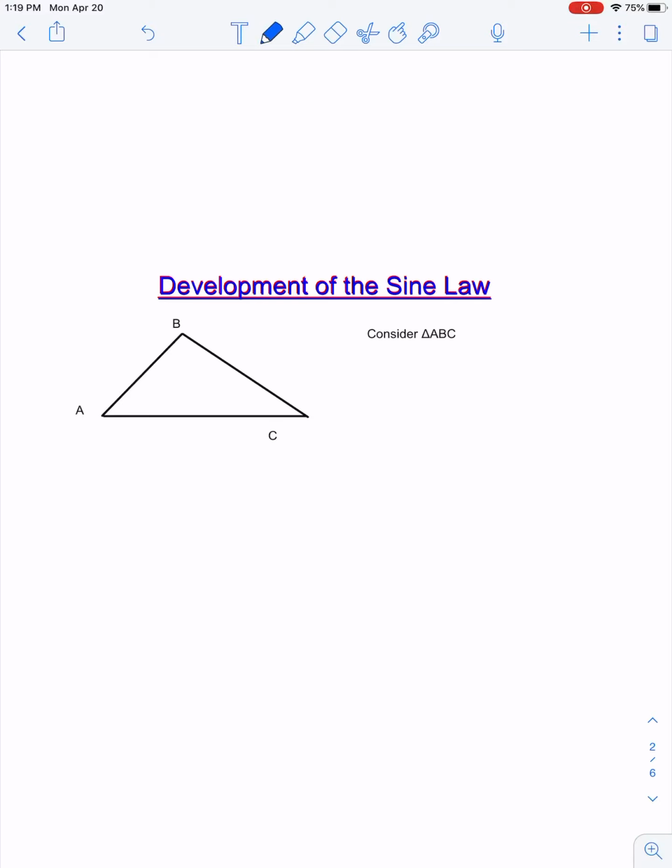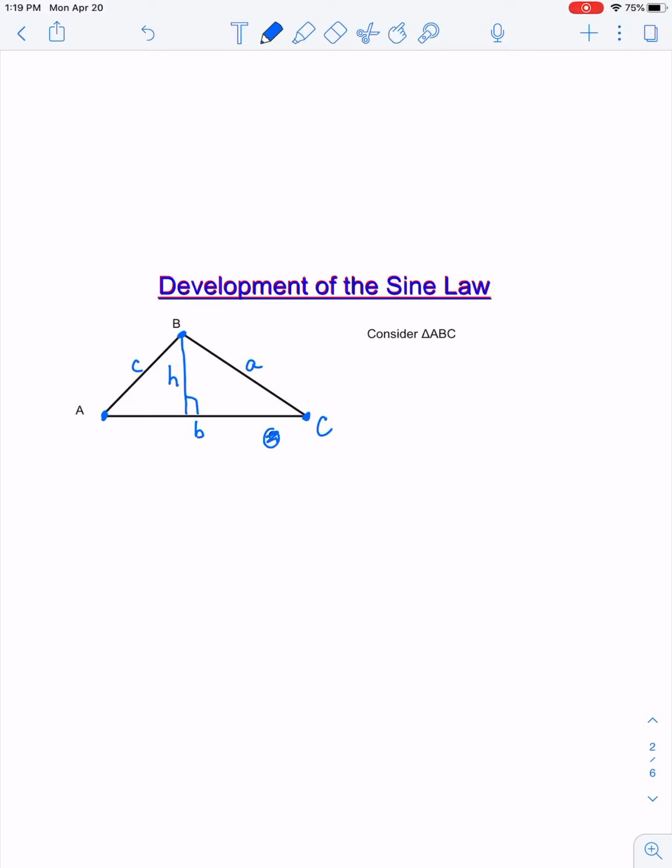So what we did is we dropped a perpendicular down from one of the vertices, and we called that h for the height of the triangle. Now remember that when you label a side, it is the lowercase of the angle of the vertex. So if this is vertex A, this is side little a. If this is vertex B, this is side little b, and if this is vertex C, this is side little c.